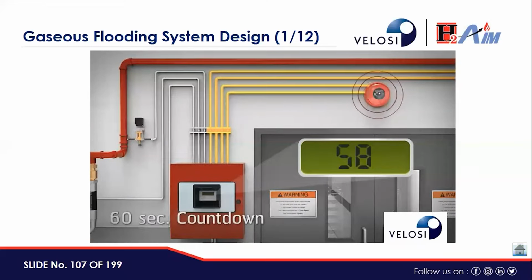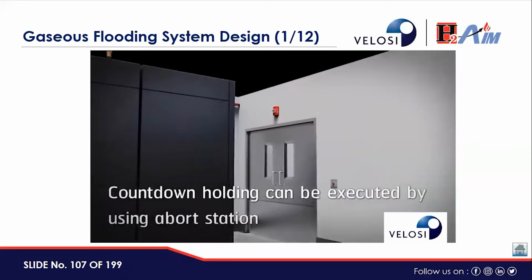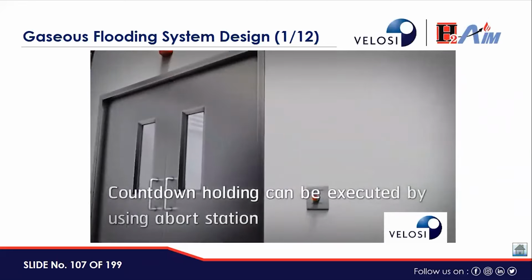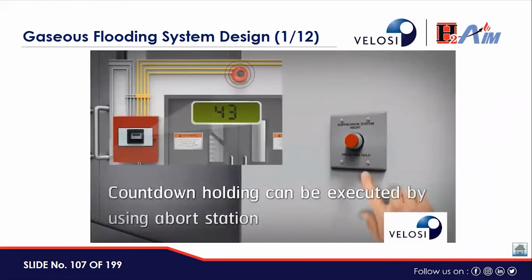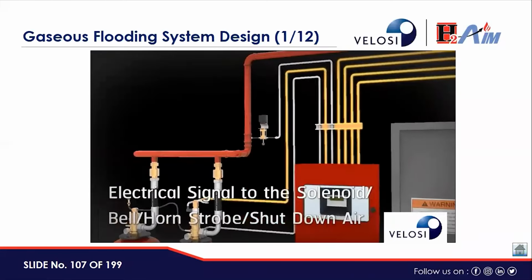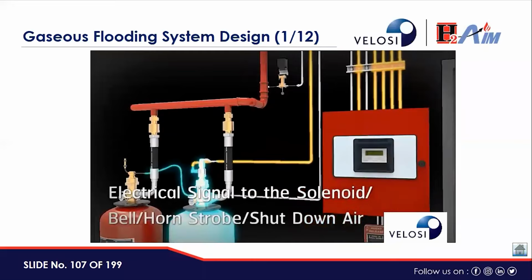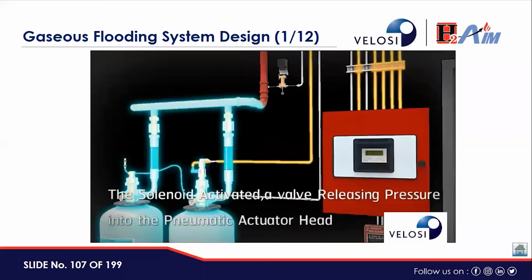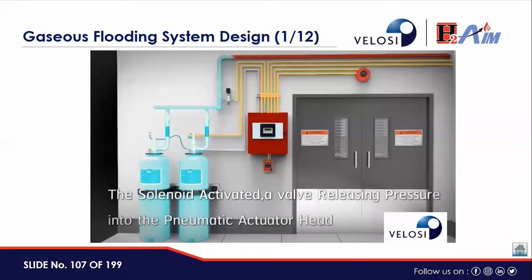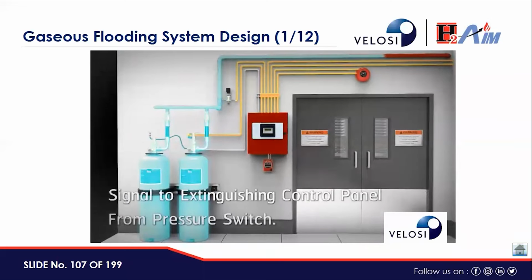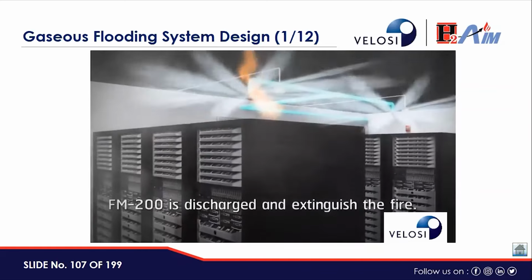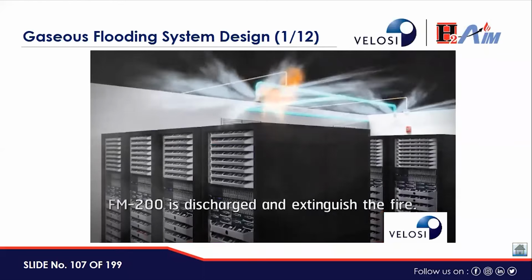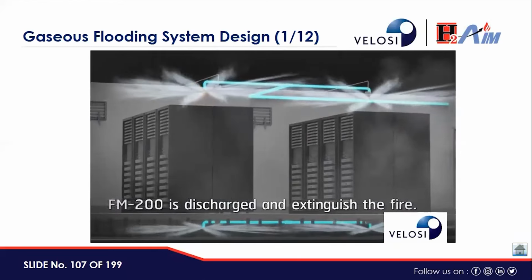So there is a time delay of 60 seconds. Countdown holding can be executed by using the abort station manually. After these 60 seconds, the electrical signal to the solenoid is activated, a valve is released, and the signal to the extinguishing system is provided. Then FM200 is discharged and extinguishes the fire.